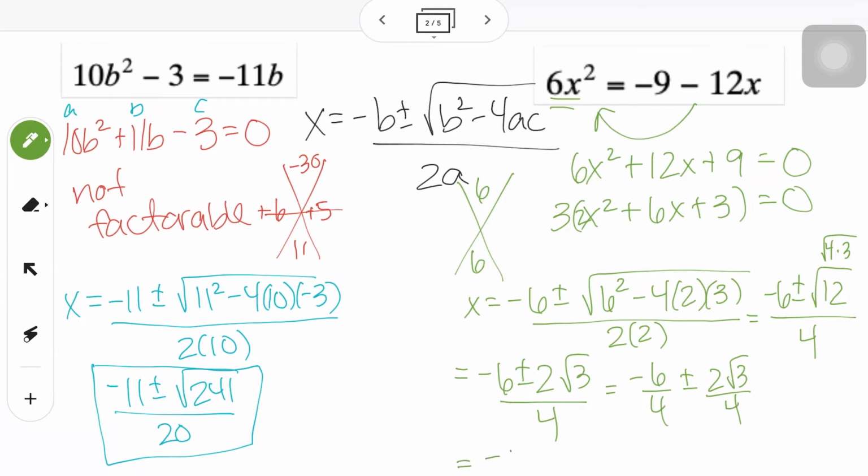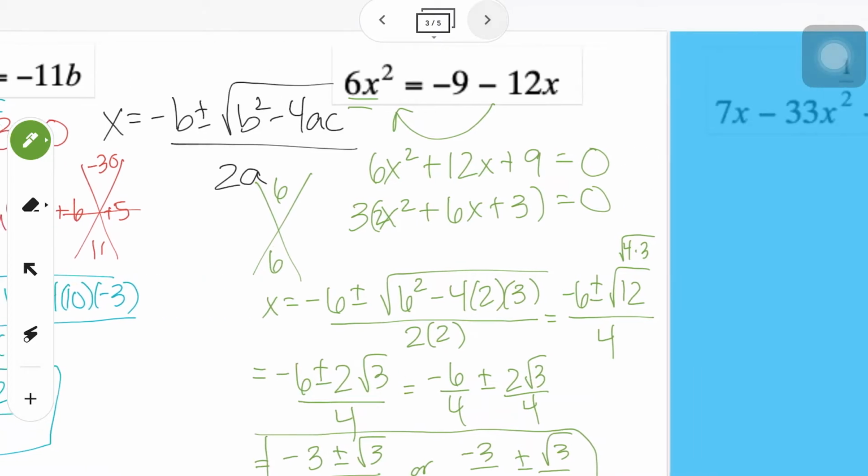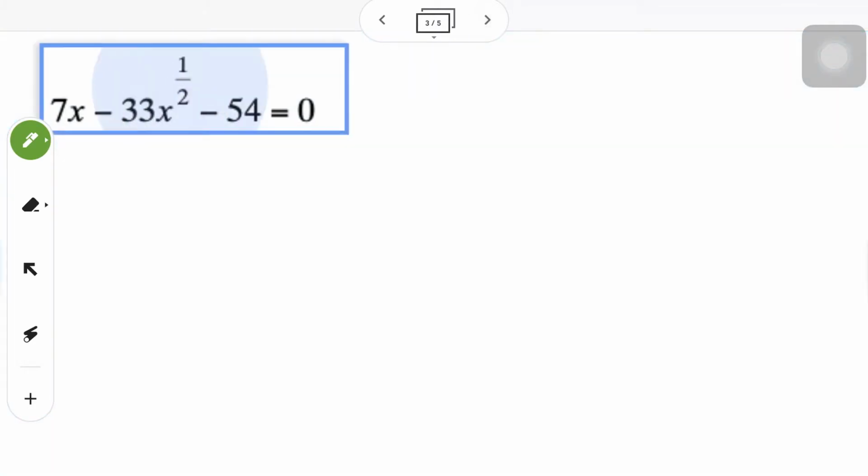Regardless, what you should have, a 2 comes out of everything, so you get negative 3 plus or minus the square root of 3 over 2. Or again, if you had pulled it out, it would be negative 3 over 2 plus or minus square root of 3 over 2. Those are the exact same answer, and I'm good with you giving that to me either way. But there will be some quadratic formula problems in both 3A and 3B, so make sure to test those out and that you're confident.